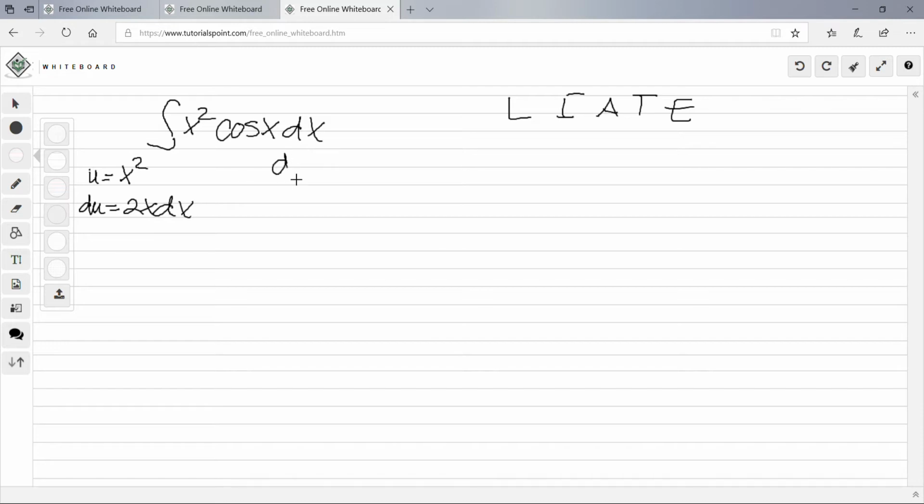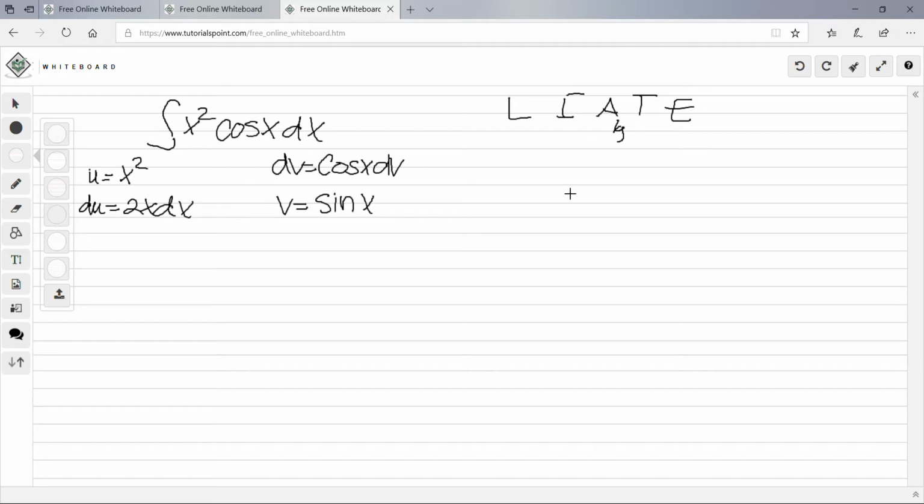And then what would be our dv? It's trig, right? So that's why algebra is first. So our algebra is x squared, which is our u, and then our dv is last because it's trig. Trig is after algebra, so our dv is cosine x dx. And then v is basically the integration of cosine x, which is positive sine x.